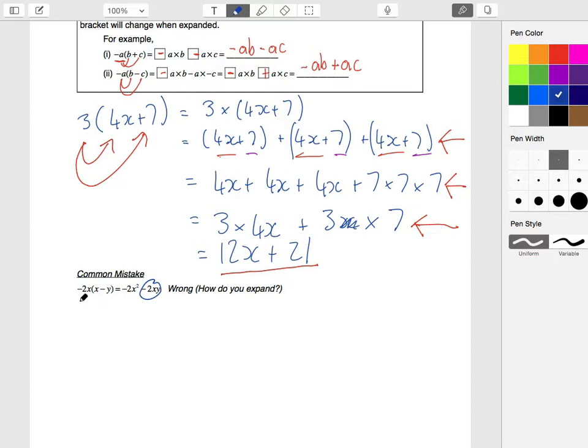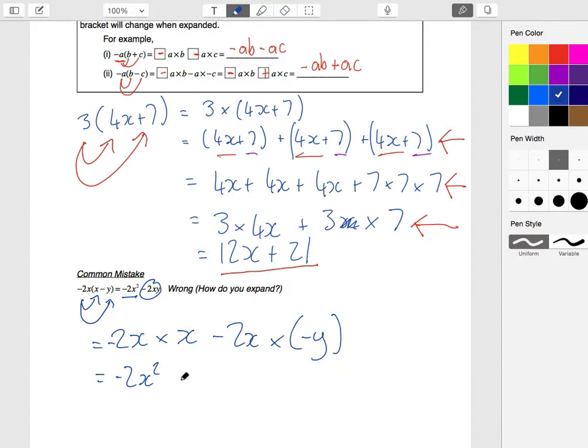So what we have first is the minus 2x times x followed by the minus 2x times minus y, which equals, when we expand, minus 2x times x, minus 2x times minus y. Now expanding these brackets, we get minus 2x squared, just like in the equation up here. But then when we multiply minus 2x by minus y, we actually come out with a positive outcome, which is plus 2xy. Thus giving us the final solution, minus 2x squared plus 2xy.